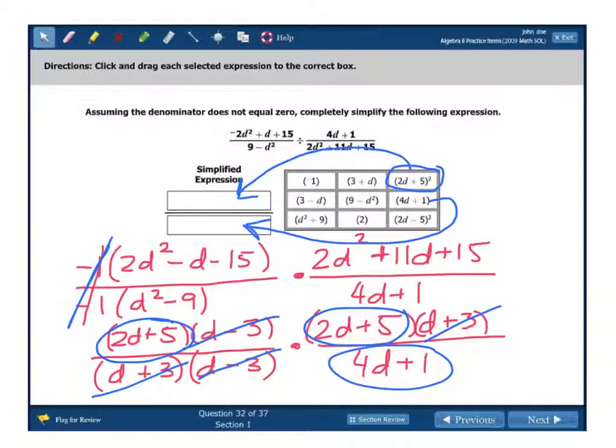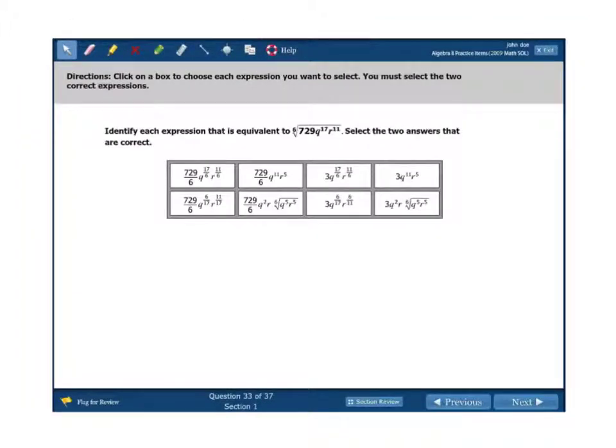What is it? 5 more. Click on a box to choose each expression you want to select. You must select the 2 correct expressions. Oh, check it out. They tell us how many. Well, that doesn't always happen. All right, so this one is a radical. It's a 6th root. Identify each expression equivalent to this radical. Select the 2 answers that are correct.